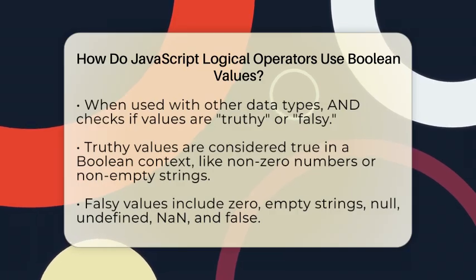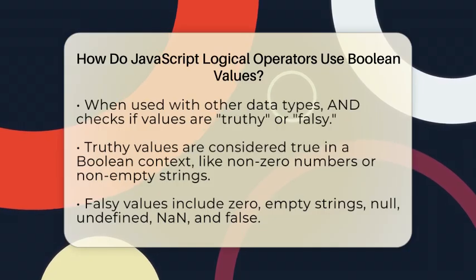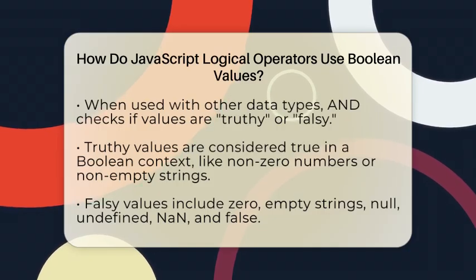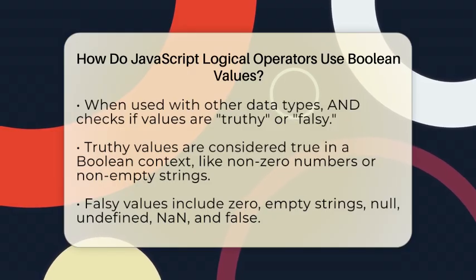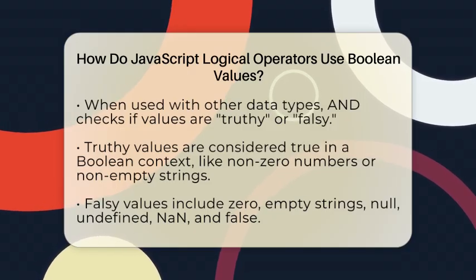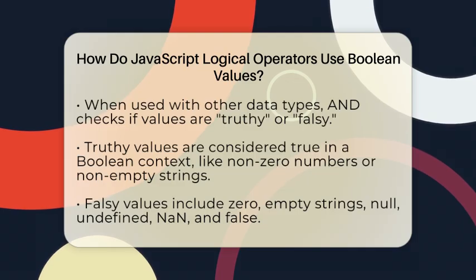Next is the logical OR, written as two vertical bars. It returns true if at least one of the conditions is true. Think of it as asking, is it sunny or is it warm? If either is true, then you go outside. If both are false, then you stay inside.